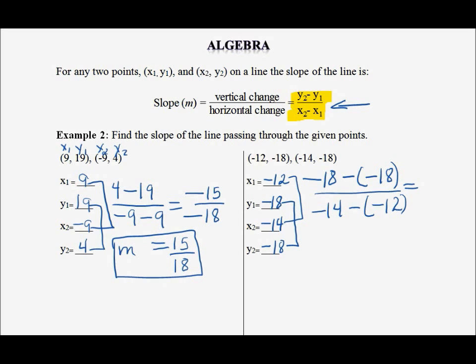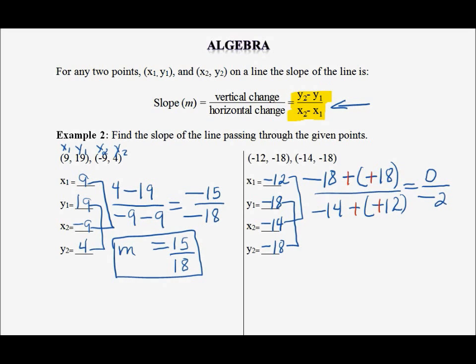Now remember, when you have these back-to-back negatives, they become positive. So this becomes negative 18 plus 18, which is 0. And my denominator, same thing. Negative 14 minus a negative 12 is really negative 14 plus 12, so that's a negative 2.